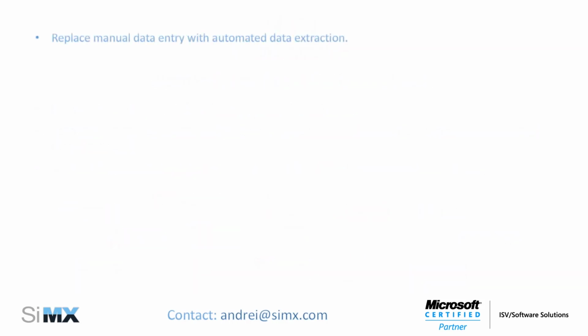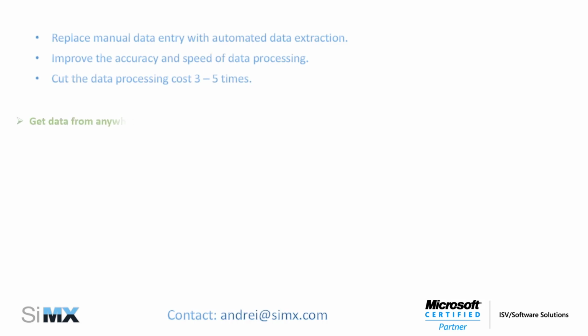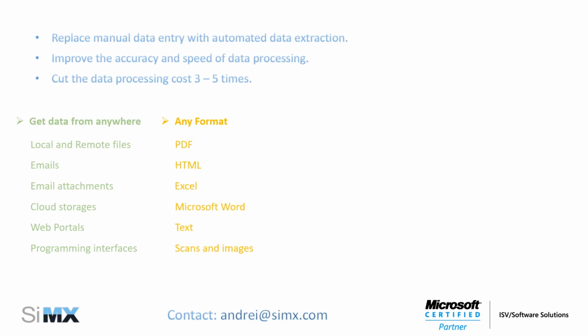TextConverter will help you replace manual data entry. With automated data extraction, it will improve the accuracy and speed of your data processing operations and will reduce the cost up to 5 times. Your data processing workflows will get data from any sources, local and remote files, emails, and email attachments, cloud storages, web portals, and programming interfaces. TextConverter will read data from any file format, PDF and HTML, Excel and Word, text, scans, and images.